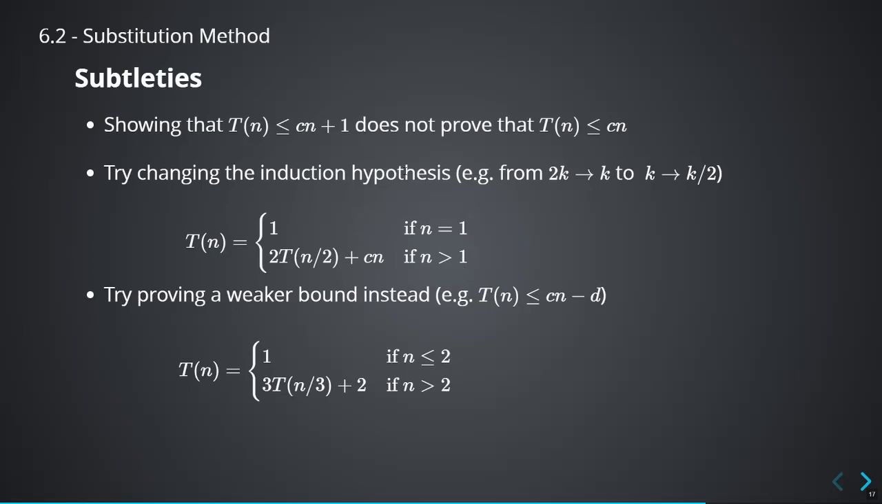And there are two ways. We try to fix that using two different ways. One is that we change the assumption, we change the induction hypothesis. In the example that you saw, I went from 2k to k to k over 2. Or you can also use a weaker bound. You can try to prove a weaker bound. That's the second example, right? So these two techniques, hopefully you remember how to use them.